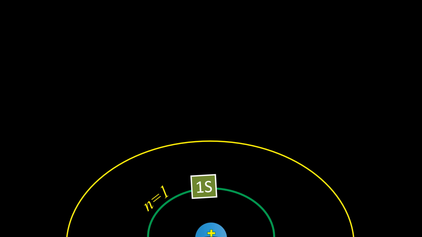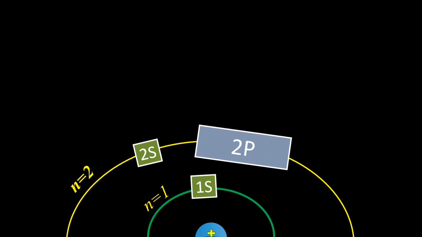Now, second one, n equals 2. So it has two subshells. Those two subshells, what are those I told you before? s and p, right? Second shell has two, that is 2s and 2p. This 2 stands for the second shell, and s and p stand for the orbitals.